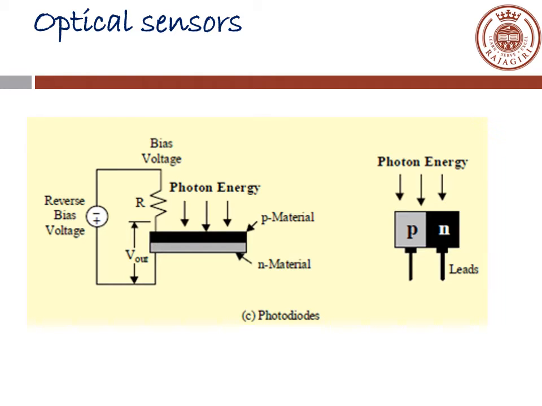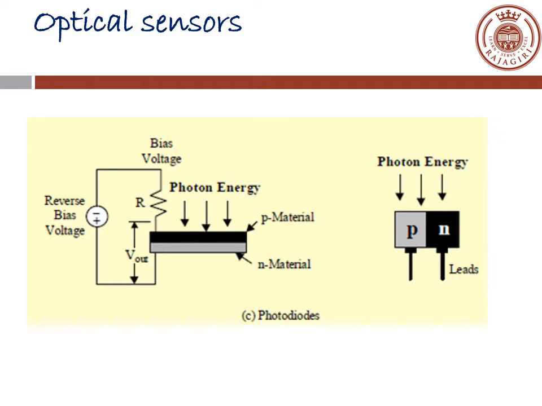So when the reverse bias voltage is applied, the minority carriers, that is the holes in the n side, experience a repulsive force from the positive potential of the battery. Similarly, the electrons in the p side experience a repulsion from the negative potential of the battery. Due to this movement, the electrons and holes recombine at the junction, and as a result, it generates a depletion region at the junction.